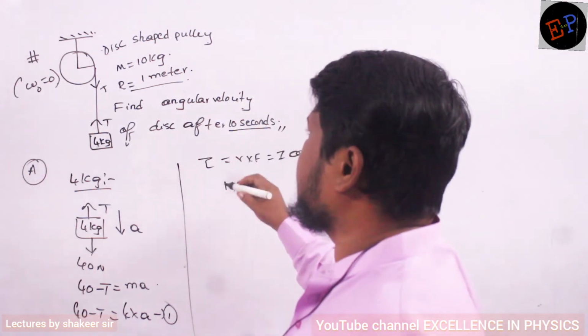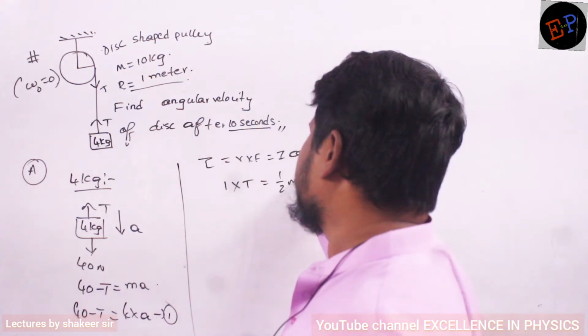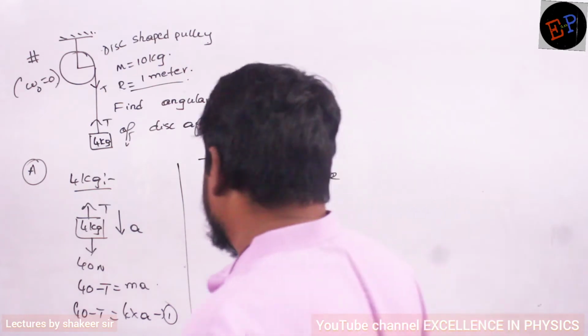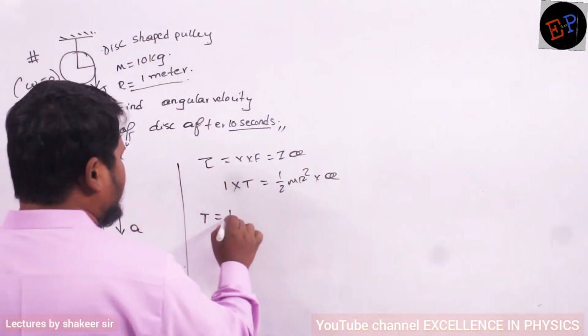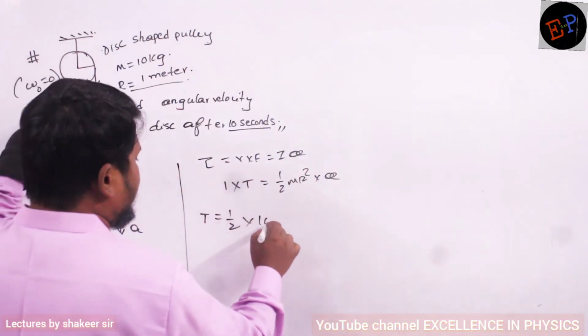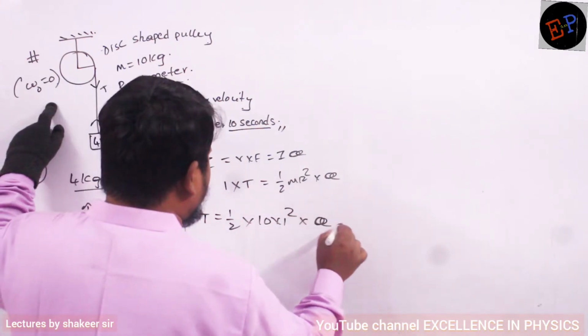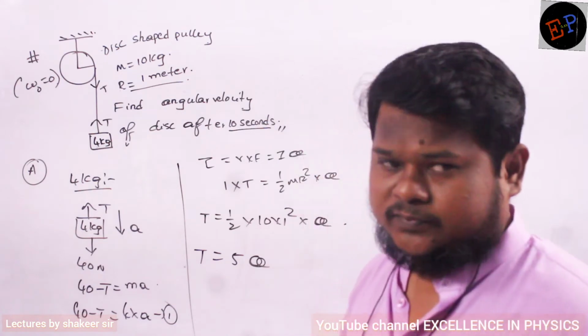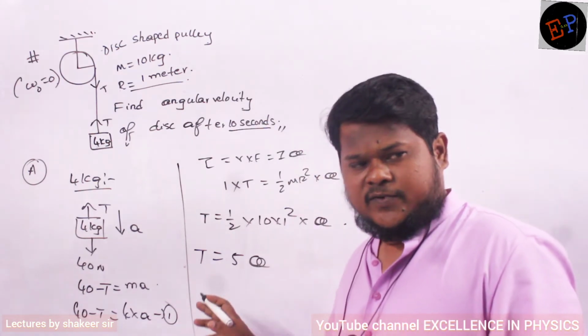So moment of inertia of a disc is how much? Half M R square multiplied by alpha. That's all. So therefore tension is equal to half. Mass of the disc is 10. Radius of the disc is 1. Alpha value I don't know. So T is equal to 5 alpha. This is the relation which I got. T is equal to 5 alpha.